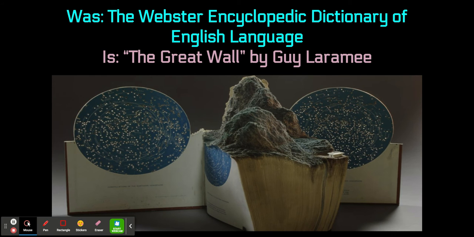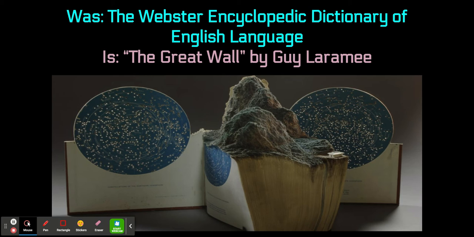This guy, Guy Laramie, had taken a book of an atlas and cut it up and put holes where all the stars are, and then shaved it down and painted it to make it look like the mountains of China. It's beautiful. And that was a book. He did not make the book. He couldn't have had this sculpture without the book being made for him.